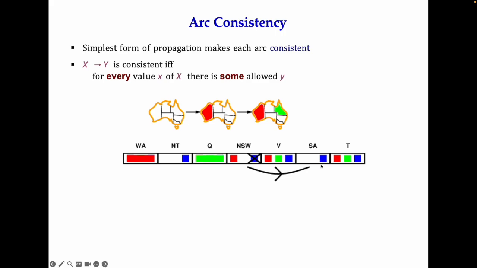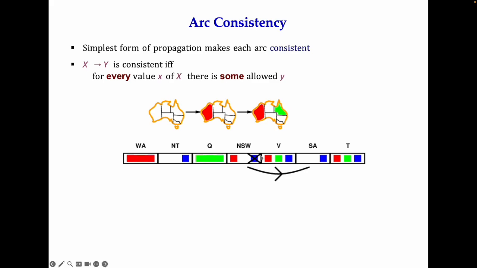So now since South Australia is only left with blue, it means that NSW cannot be blue, right? And because NSW and SA are adjacent, so here is NSW, here is SA, these are neighbors, so they must have different colors, right? So if this is blue, this cannot be blue. So you remove blue from the domain of NSW. So you remove blue from the domain of your X, right? So this is your X, this is your Y, or this is your XI, this is your XJ, doesn't matter. So you remove it from here, right?